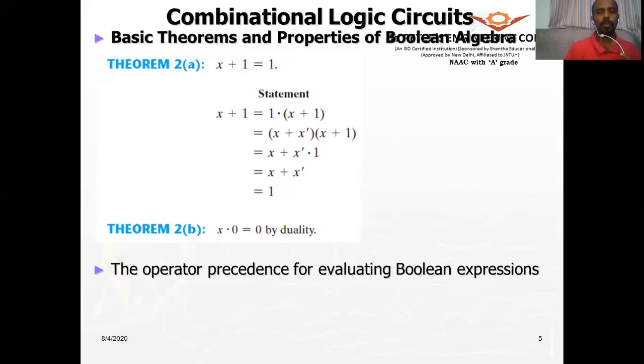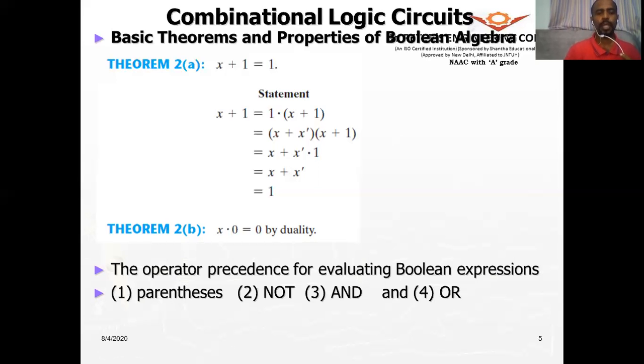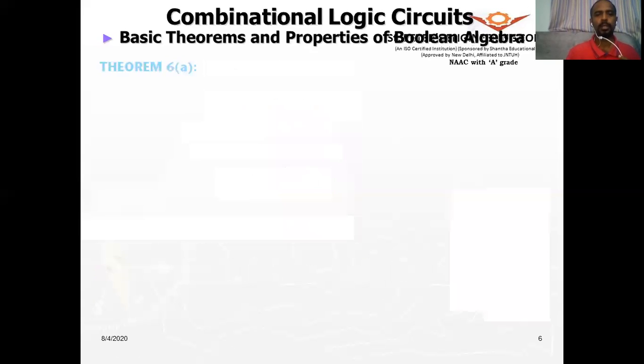So what will be the precedence of the Boolean expression and how do we evaluate? So what will be the operator precedence? So first you have to take care of the parentheses, then you have to take care of the NOT operation, then AND operation, and finally the OR operation. So that will be the order of precedence in Boolean expressions. Okay, that is one extra piece of information.